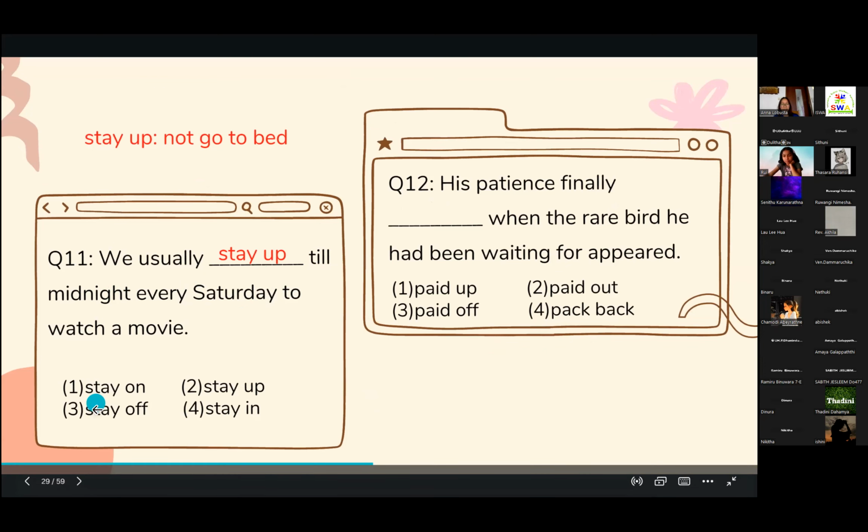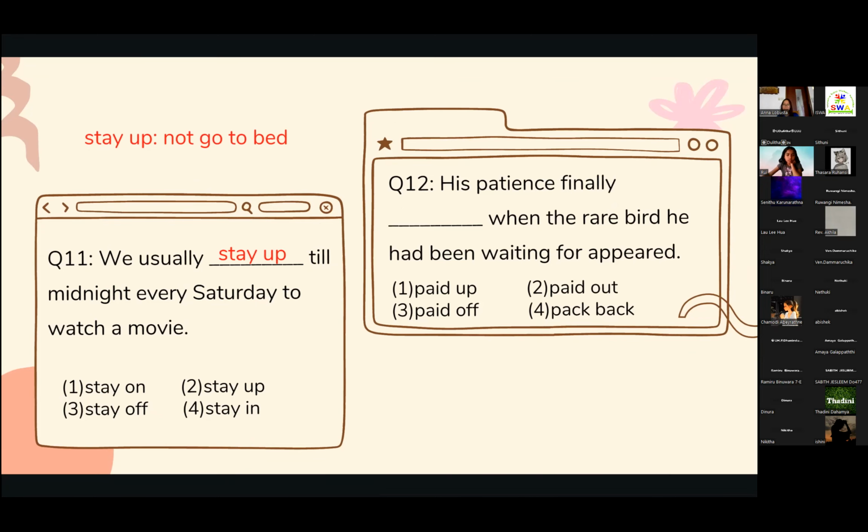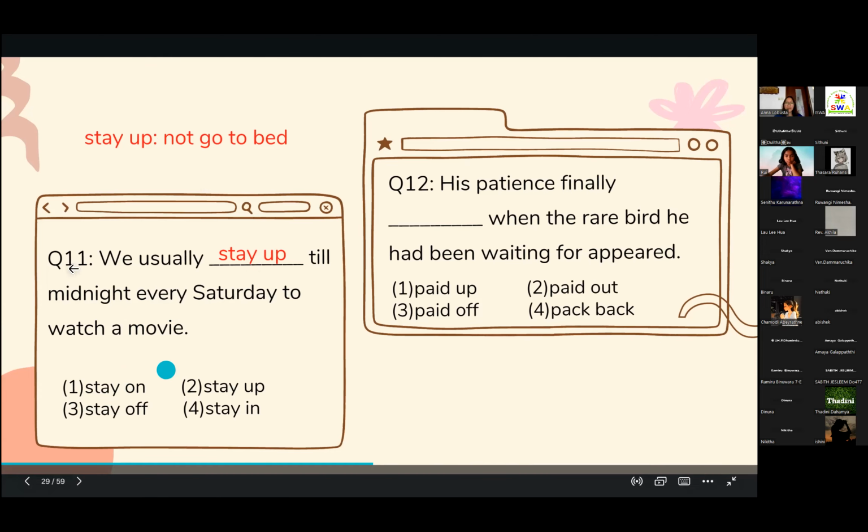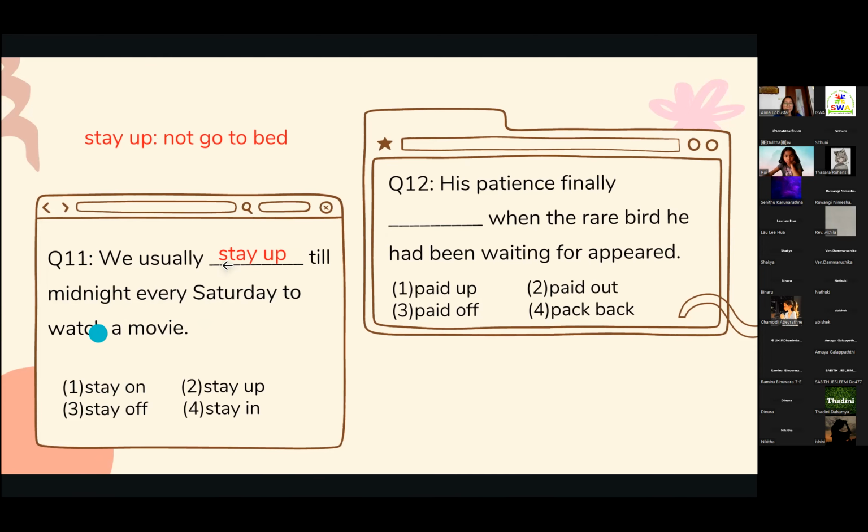All of the other phrasal verbs here have different meanings. So stay in can mean, for example, you decide to stay in your friend's house, to just hang out there or relax there. Then stay on can mean, for example, your friends are having a party and you decide to stay on. You're making a decision whether you should leave or stay on. But for this question 11, because of the contextual clues, the answer will be stay up till midnight.